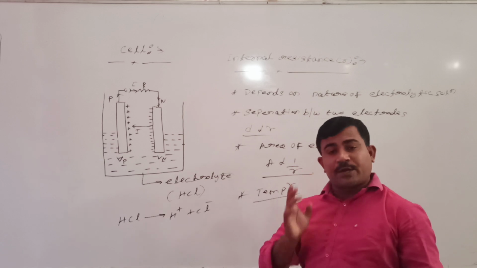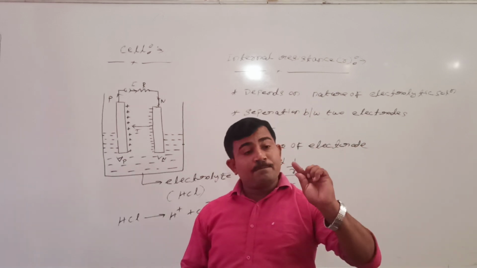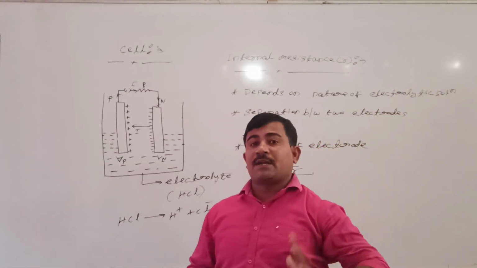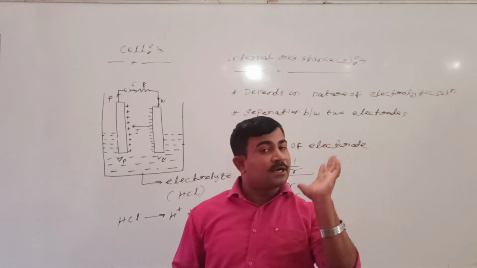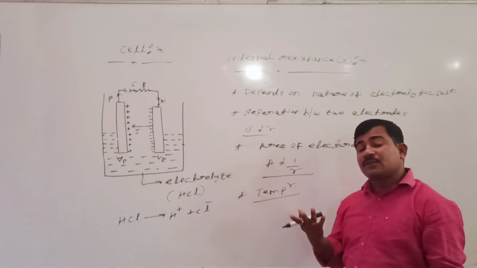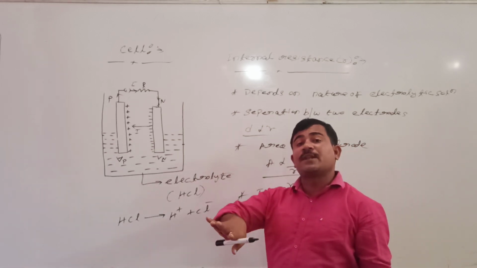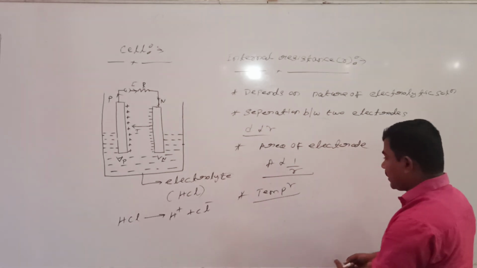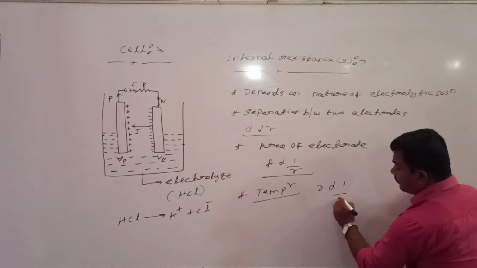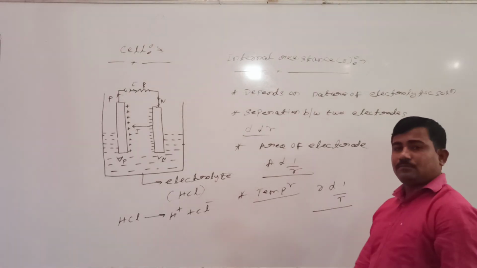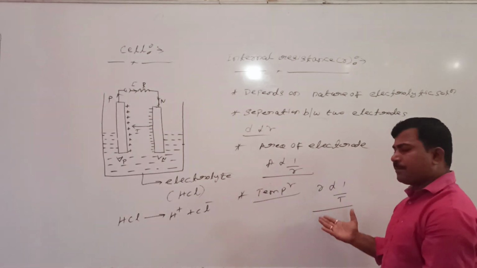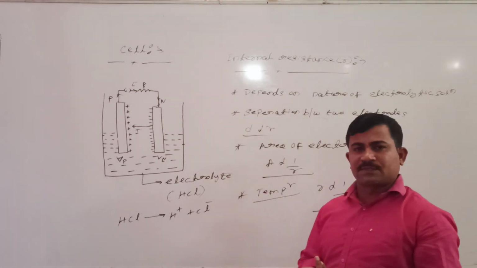But in conductors, what do you observe? If the temperature of the conductor increases, the resistance of the conductor will increase. But here it is not like that. If temperature increases, internal resistance will decrease. So directly, the internal resistance of the cell is inversely proportional to temperature. The more the temperature, the less the internal resistance of the cell.